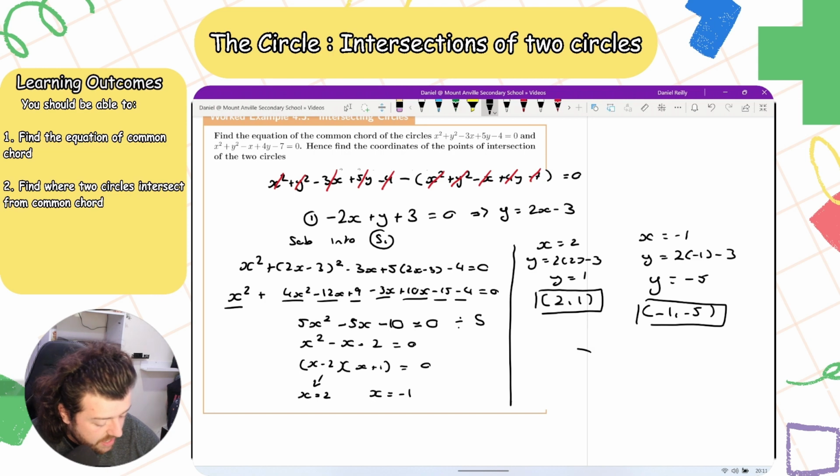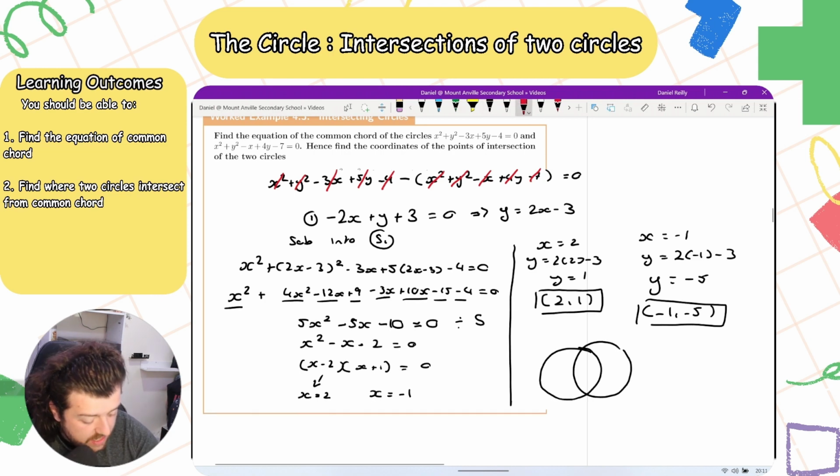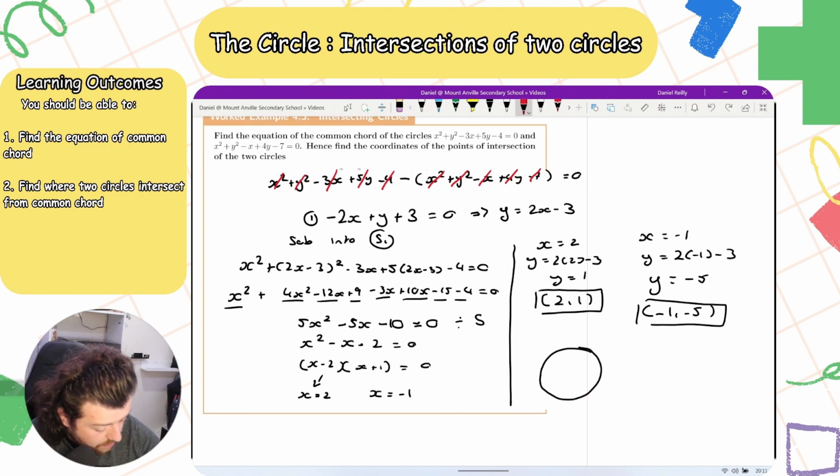So what does that mean? Well, it looks something like this, right? These are my two points of intersection. Actually, I think it looks more like this, if we're being pedantic about it. I think it's going to look somewhere like this.